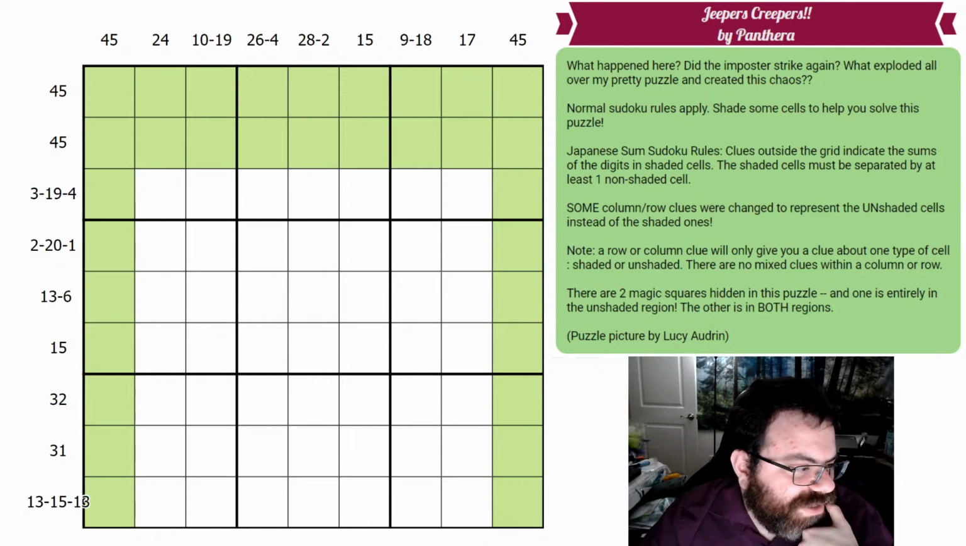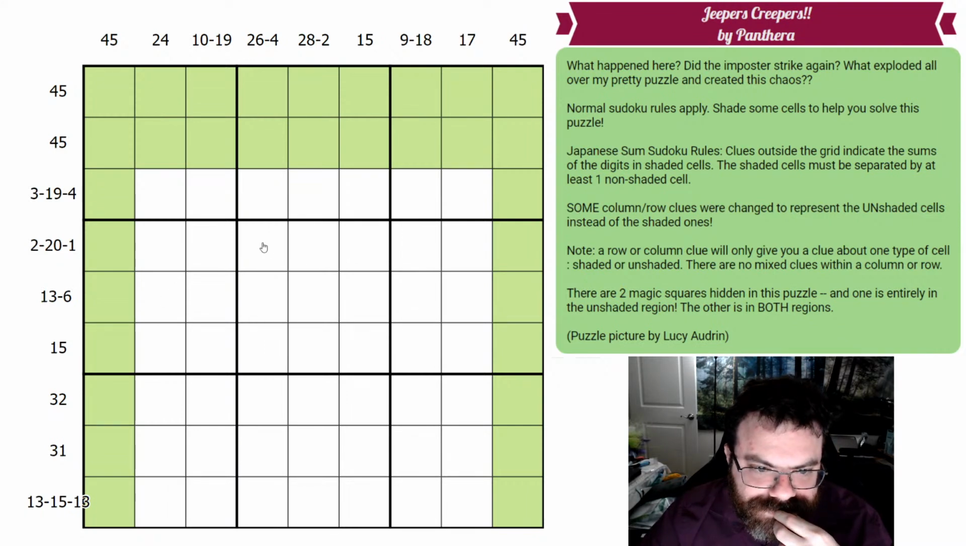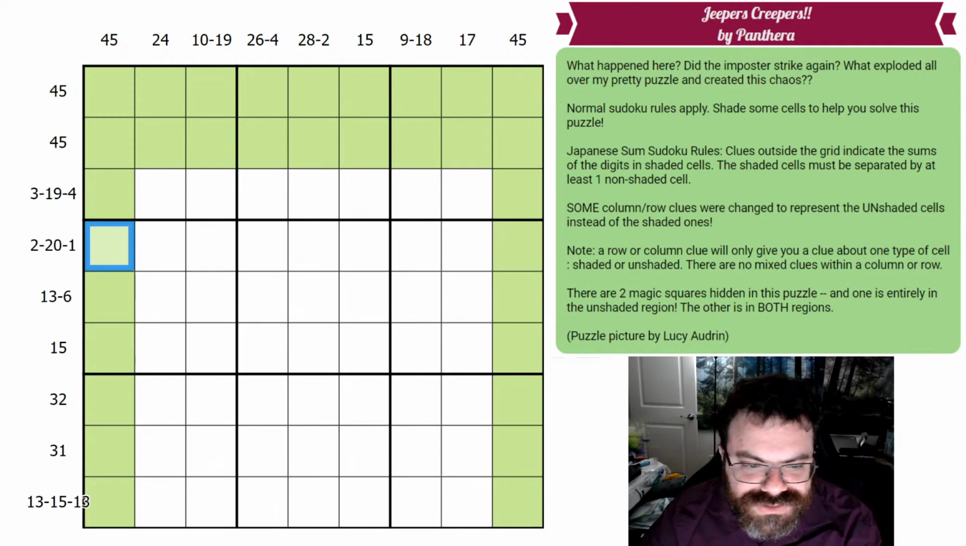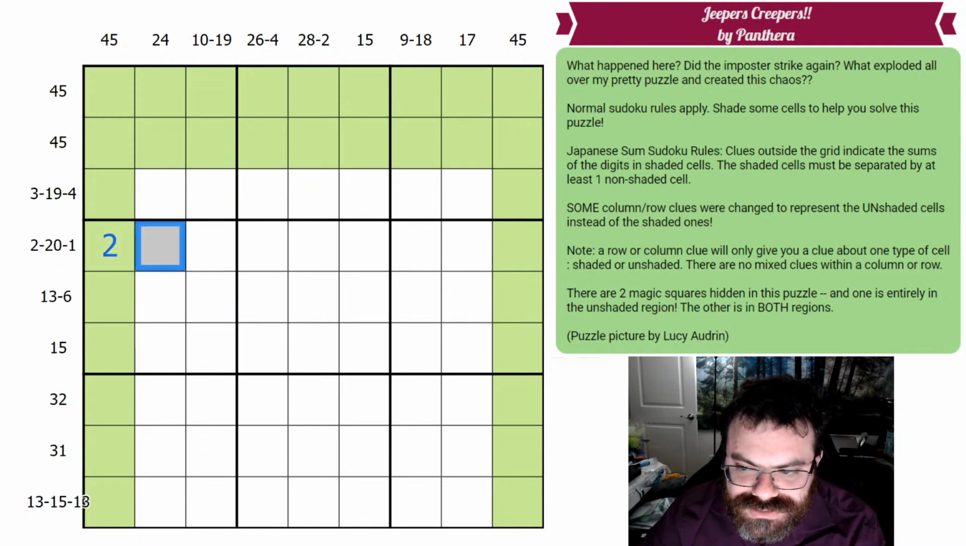Does the other magic square contain both shaded and unshaded cells? Yeah. So this is 3 long. This could be a solo 3 or it could be a 1, 2. One of these, though, must be its digit. This one has to be a 2. Then this is the other shading. This one has to be a 1, and this is the other shading.